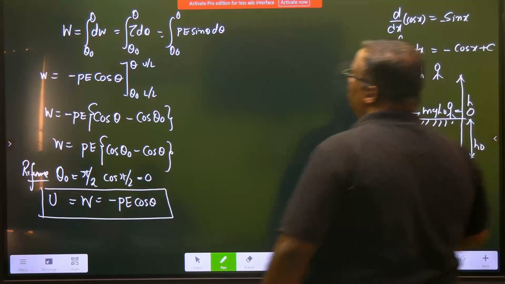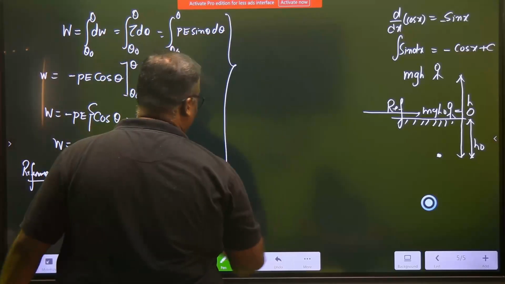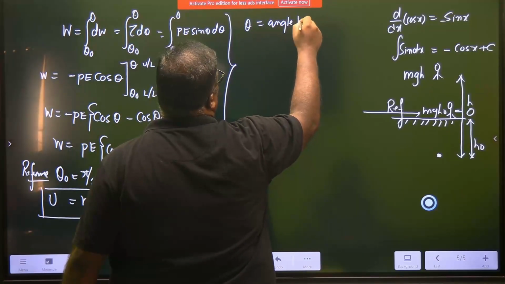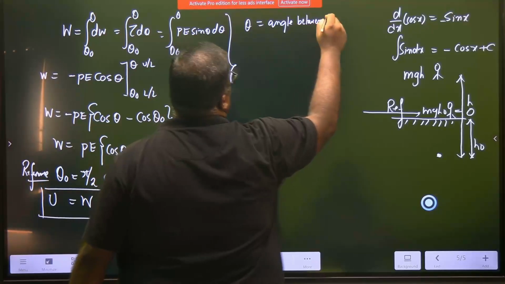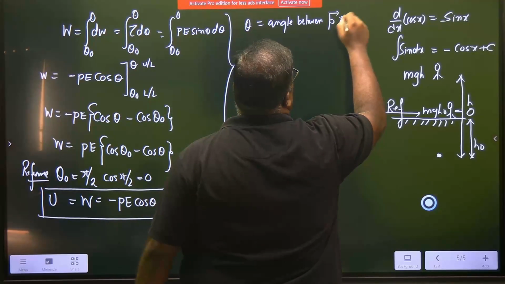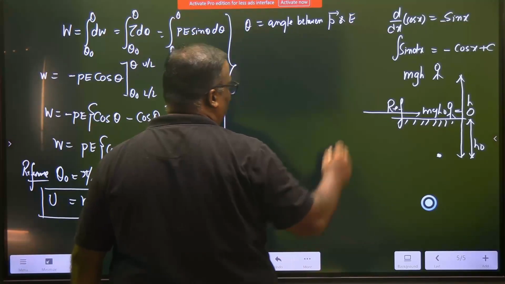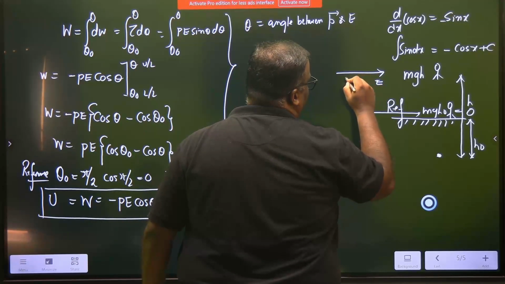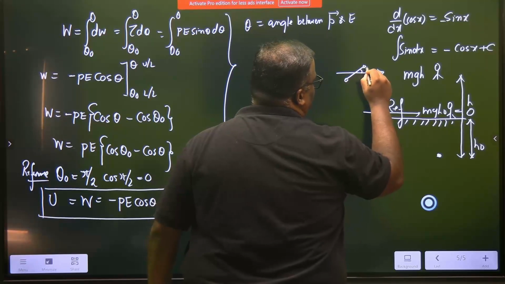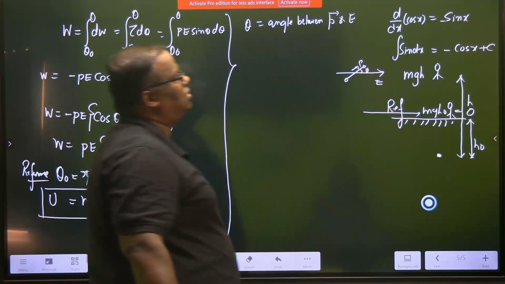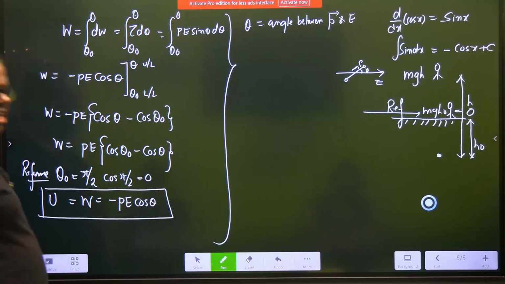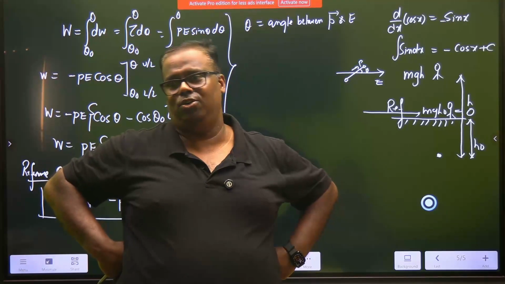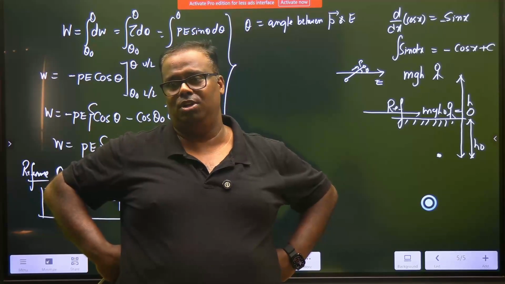Okay. From here, some important interesting things. What is theta? Theta is equal to the angle between P and E. If you want a little bit of a diagram, the E is in this direction, and let's say my dipole is like this. This is theta, and this is P. Okay, this is P. Now tell me, does a system want to always be in a higher energy state or in a lower energy state? Where is it more stable?